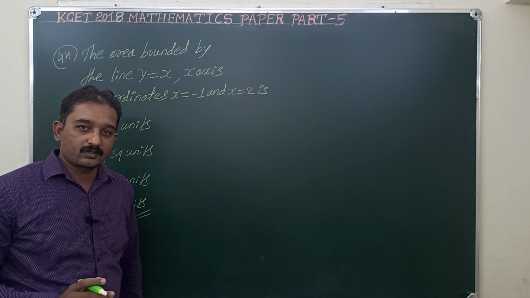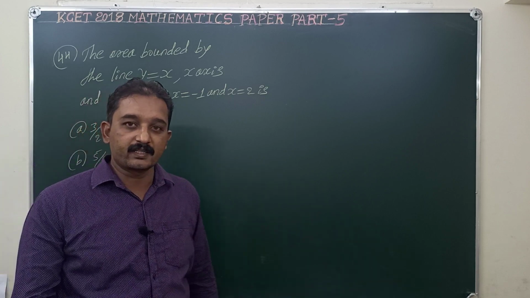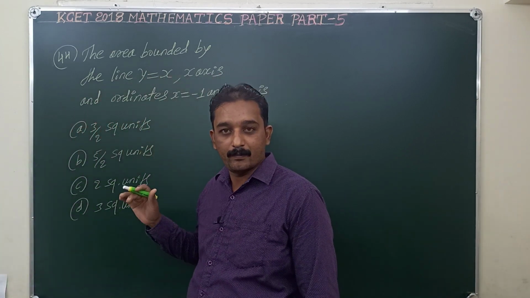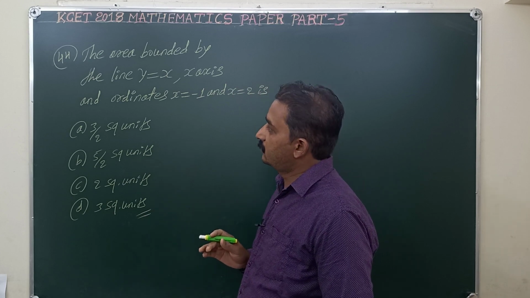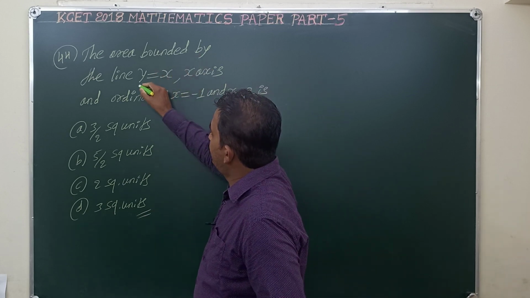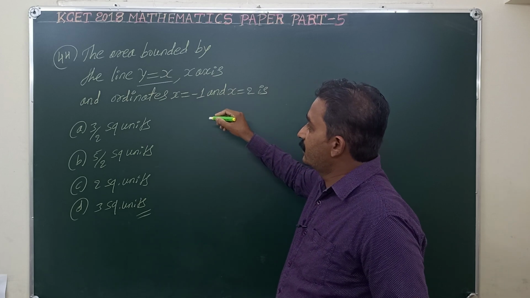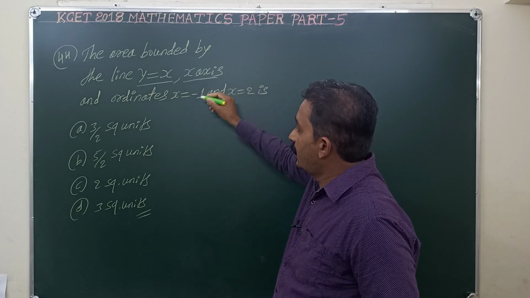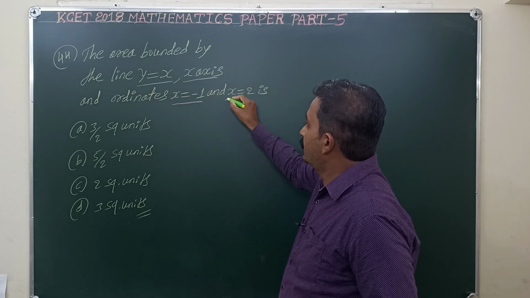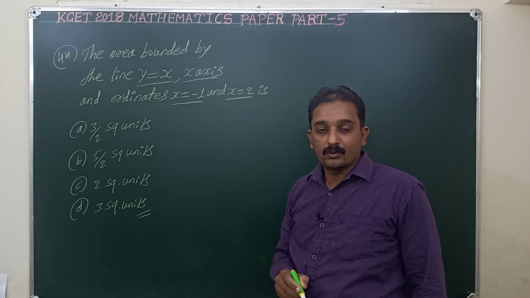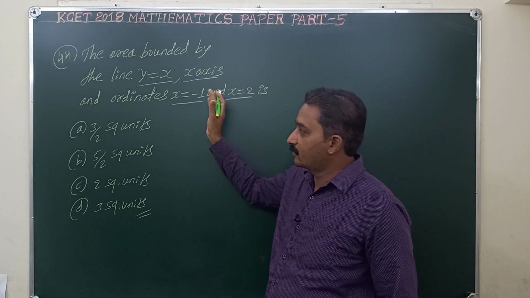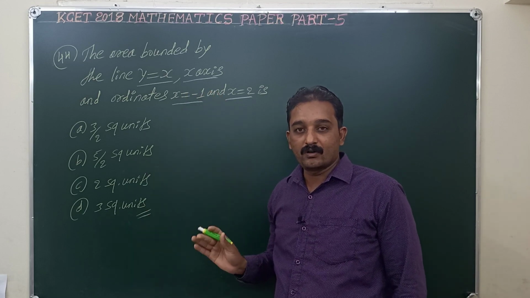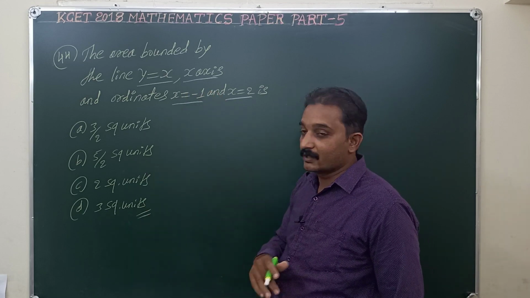So now let us move on to question number 44. Once again this question is based on the chapter application of integrals, area under the curve in this case. So let us see the question. The area bounded by the line y is equal to x, the identity function, the x axis and the ordinates x is equal to minus 1 and x is equal to 2. I am not solving this question by the usual method, using definite integration, but by a shortcut method.